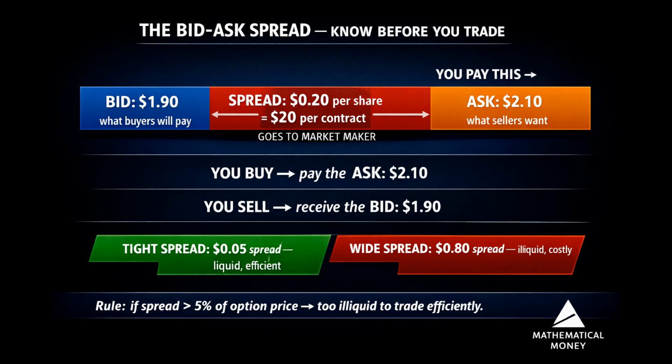The bid-ask spread is one of the most important concepts in options execution and one of the most overlooked by beginners. The bid is what buyers will pay.